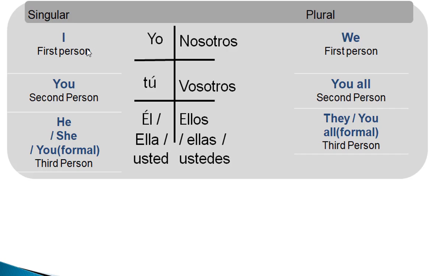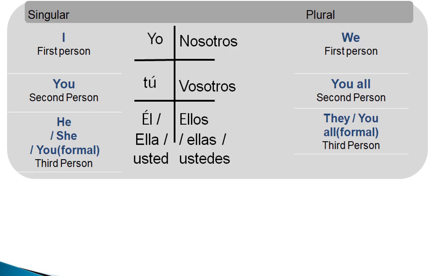In first person we have I. For I we have yo in Español, yo. You, we are referring to the second person. It's tú. Notice this accent on the top of tú. We'll have to give a little stress to it.